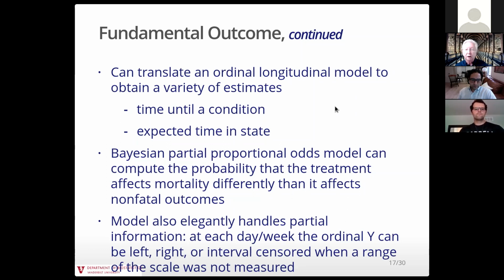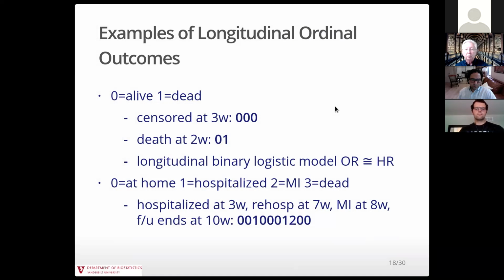You just have partial data. And I'll give you an example. So what does a longitudinal ordinal outcome look like? Well, in the simplest case, you've got dead or alive. So your outcome is just mortality, and 0 is alive, 1 is dead.